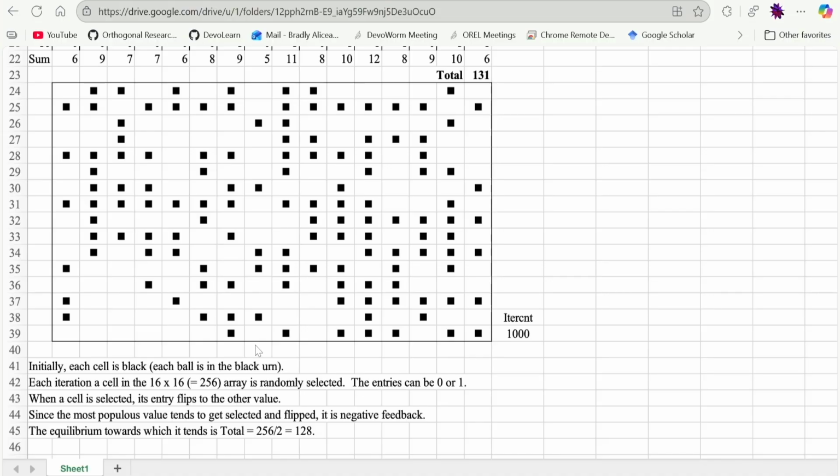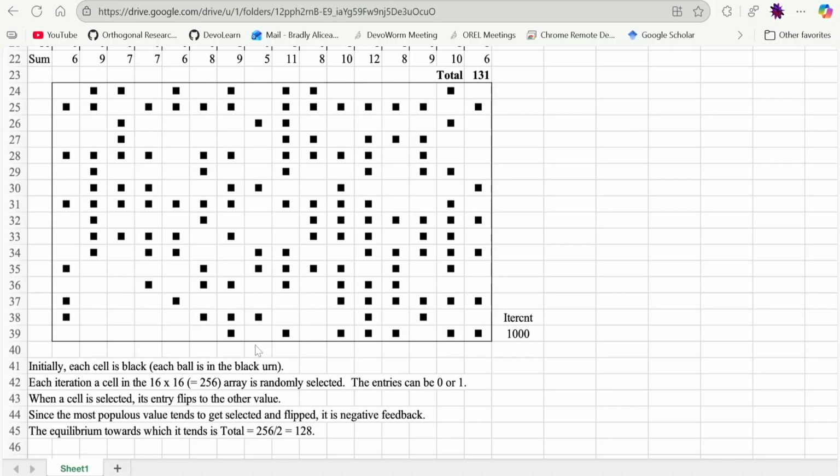And then once we populate our grid, we evolve our grid. So each iteration, a cell in the 16 by 16 array, so we have 256 spots, is randomly selected. The entries can be 0 or 1. So we start with a uniform state, and then we start to iterate on that by flipping the values to things that are not black balls. When a cell is selected, its entry flips to the other value. And this happens over a number of iterations.